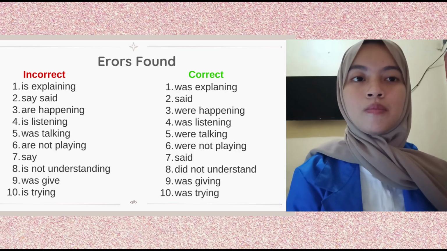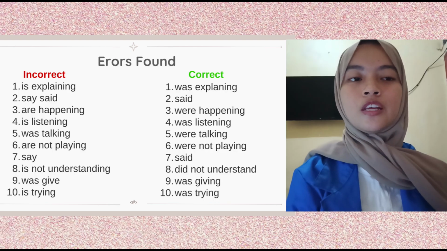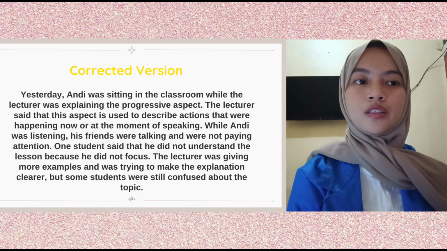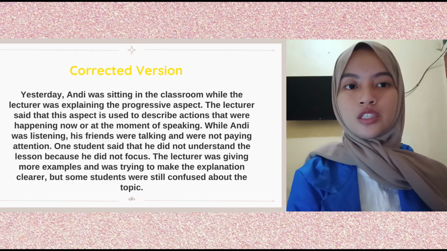"Was given" becomes "was giving." After "was," the verb should use the -ing form. "Is trying" becomes "was trying." The paragraph consistently uses past tense. These corrections are important because the paragraph discusses past events, so the tense must remain consistent.